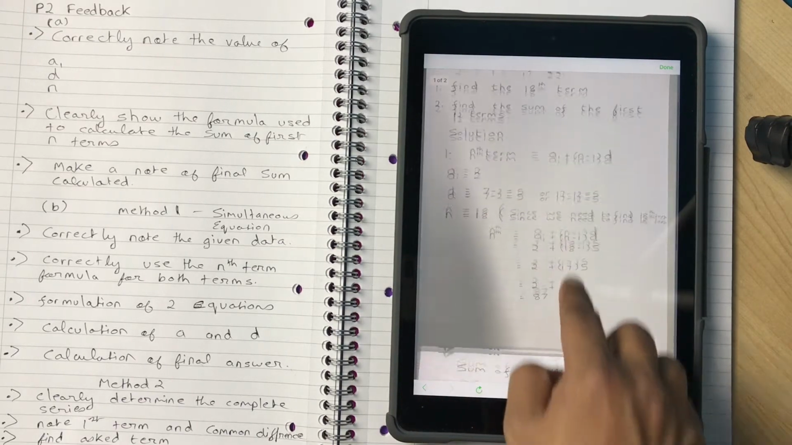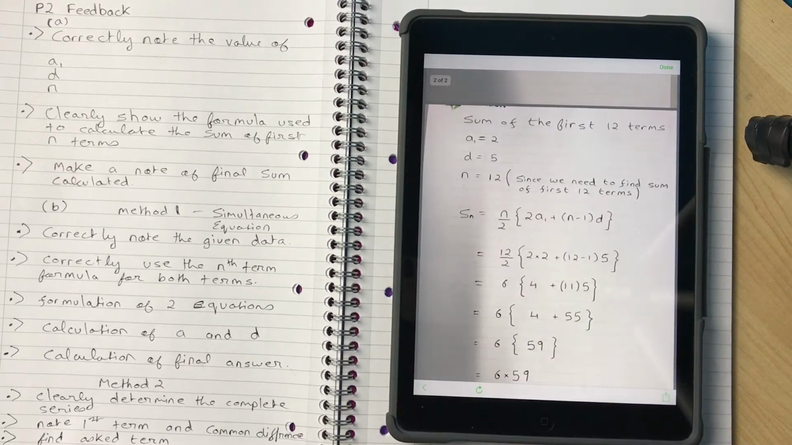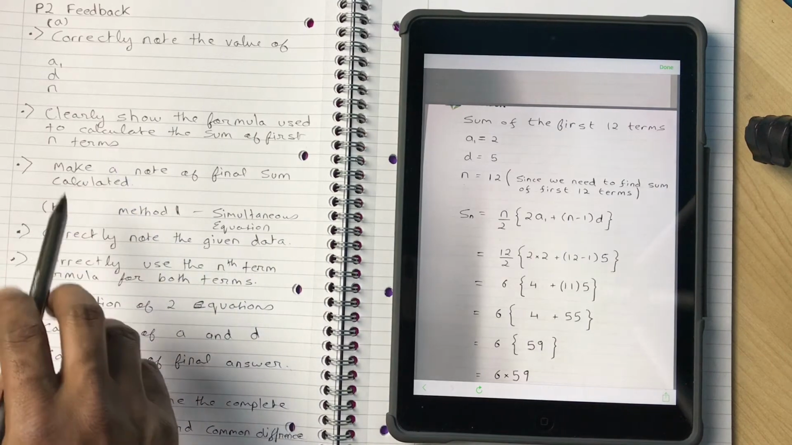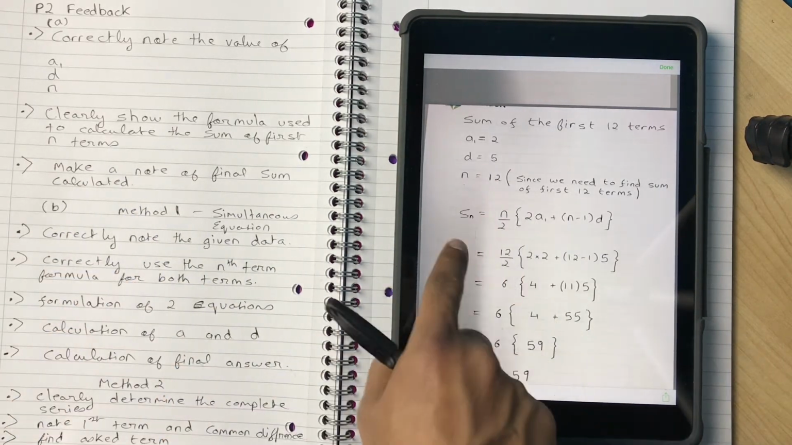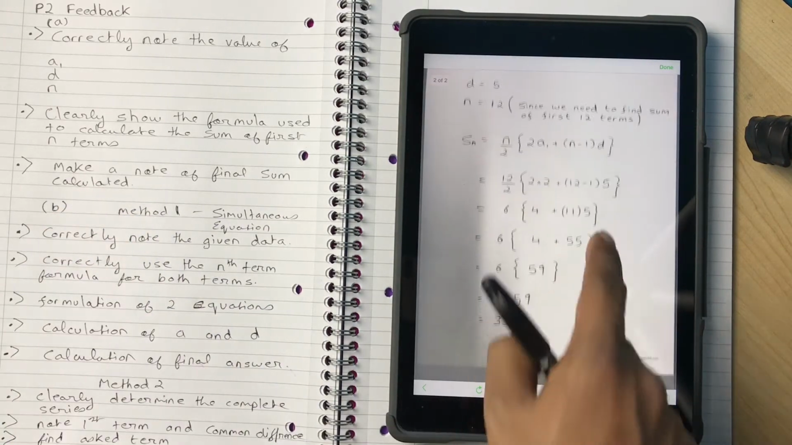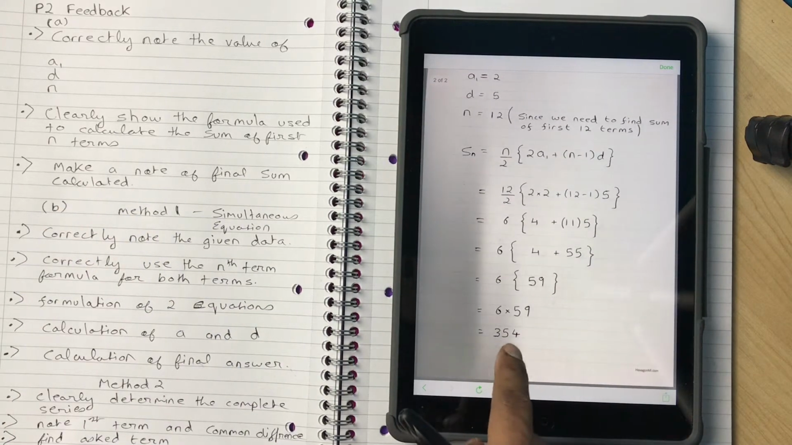So if I take a look at my solution, what you need to do is clearly show the formula that you used to calculate the sum of the first 10 terms. Make a note, that is the formula. Make a note of the final sum calculated, that is the final sum that you have calculated.